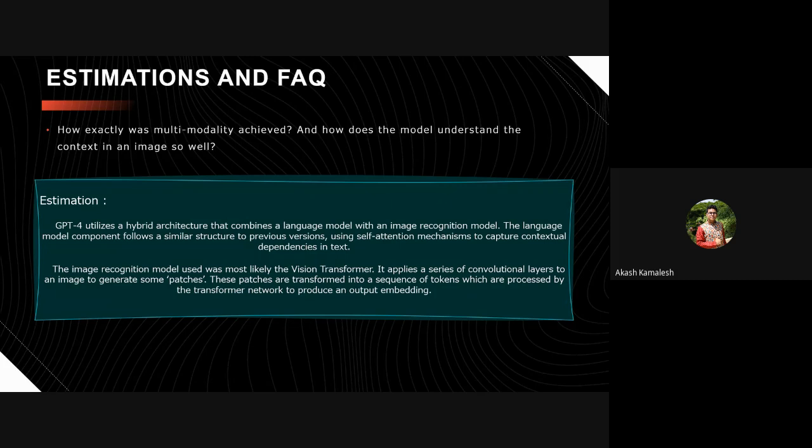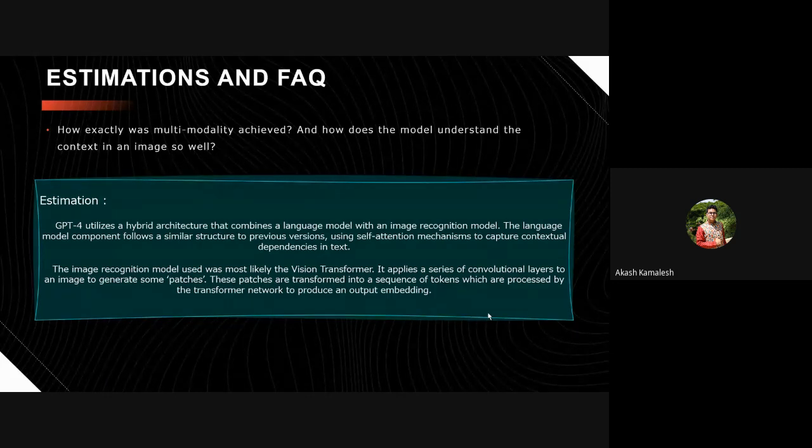Okay, if there are no more questions, I'll continue. Okay, so how exactly was multimodality achieved? This is an interesting question. And how does the model understand the context in an image so well? So the second estimation here is that it uses a hybrid architecture. What I mean by hybrid architecture is, think of two blocks, one below the other, which are not connected, but they are two blocks. So it combines a language model with an image recognition model.